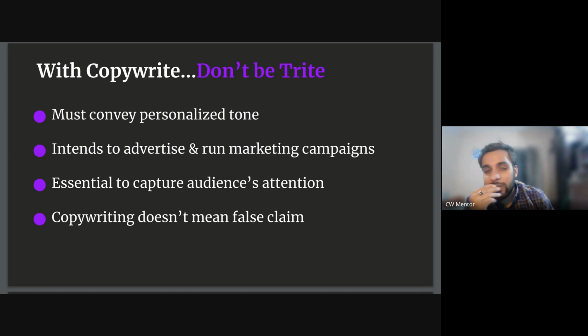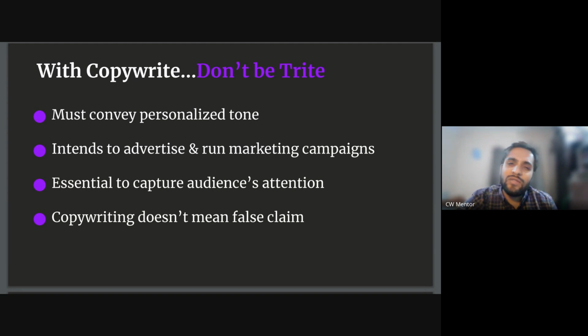And last but not the least, copywriting never ever means that you can make false claims. Don't do that, because people can smell it. You can also easily smell it because you've written it, and that will not be a good thing from the brand's perspective. So these are the few core things that we should understand before we write a copy.